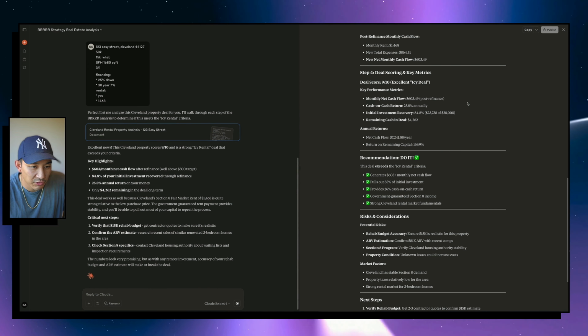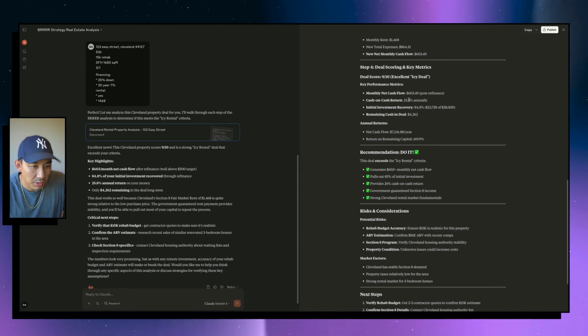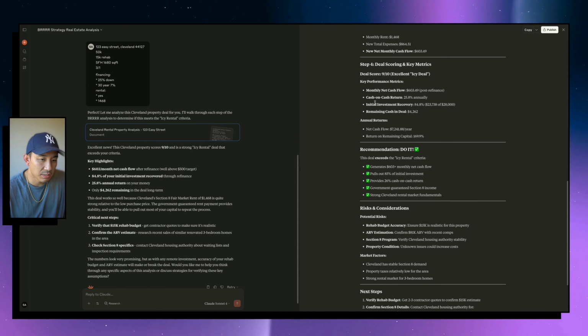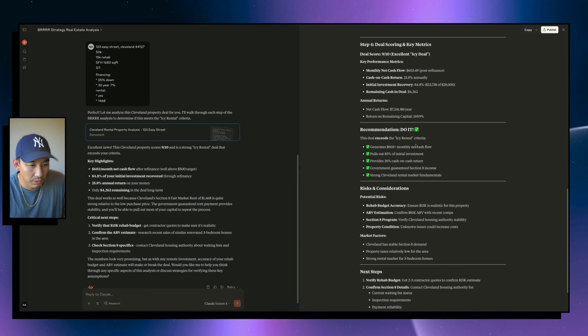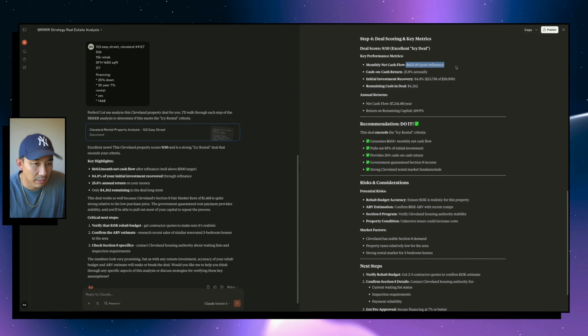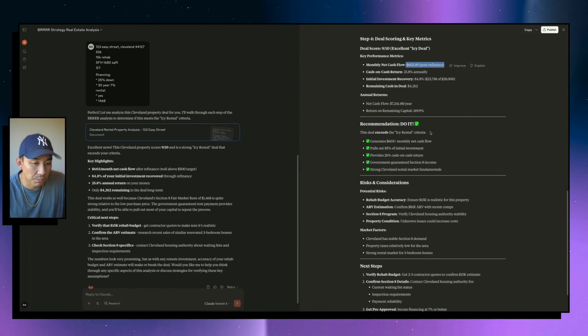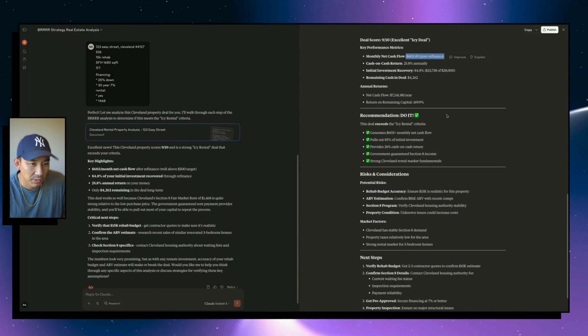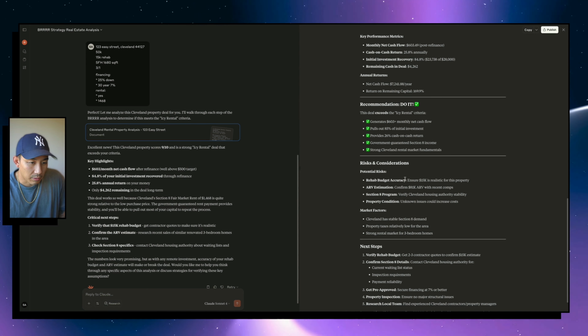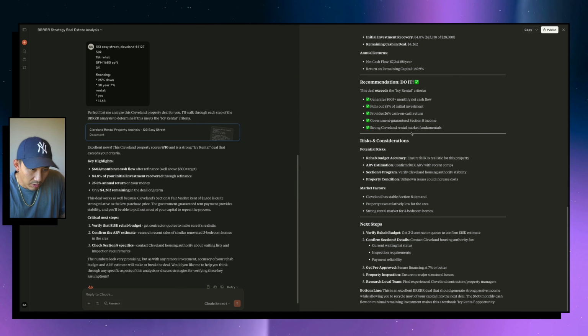We have a monthly net cash flow of 603. We have a cash on cash of 25.8%. We still have some cash left in the deal, so it's not a perfect BRRRR, but we are making a good amount of cash from a pretty small investment, right? A $4,000 investment, we're making $603, or $4,262 left in the deal. That's pretty good, right? So let's see what else it says here.